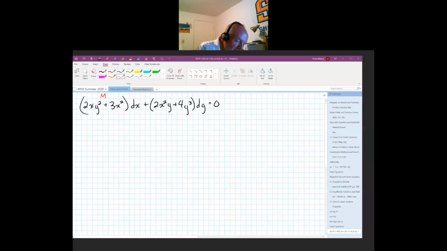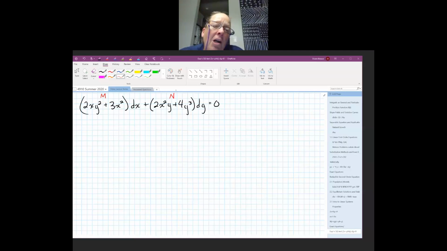So I think it's a smart idea, especially if you're following the algorithm from the book, to quickly identify which one of those is M and which one is N, just to match what the book does. M is the one in front of the dx, and N is the one in front of the dy.